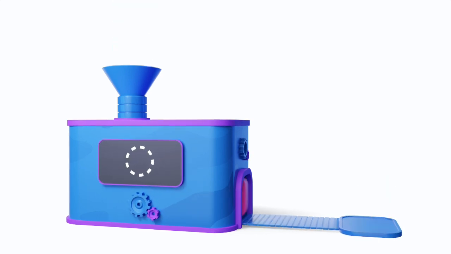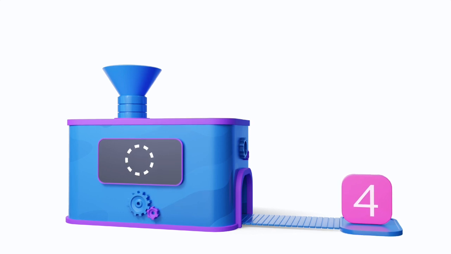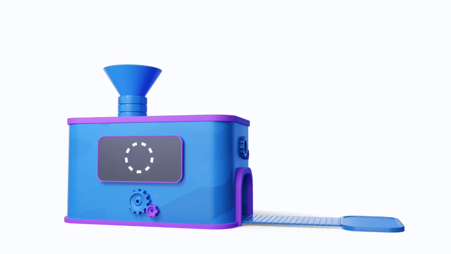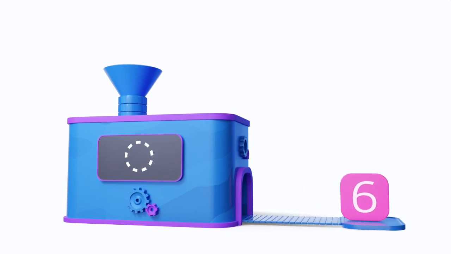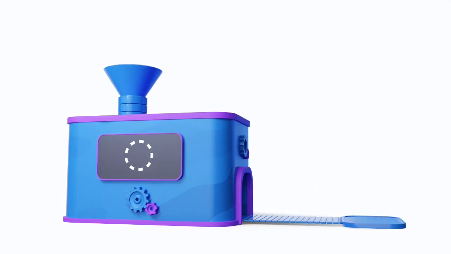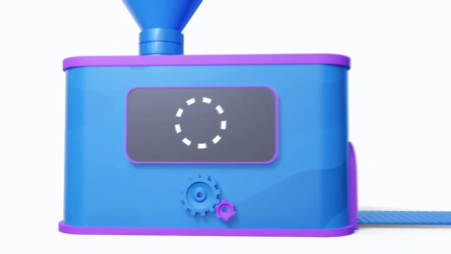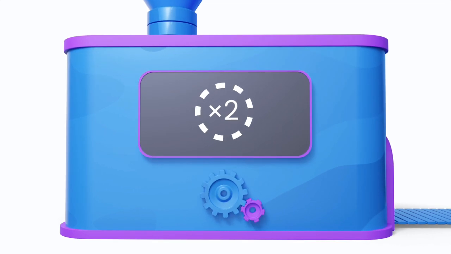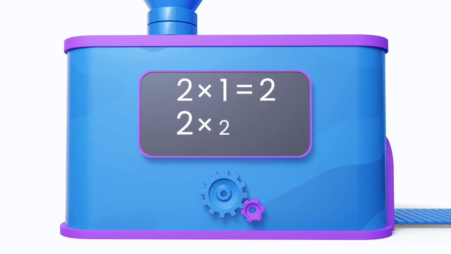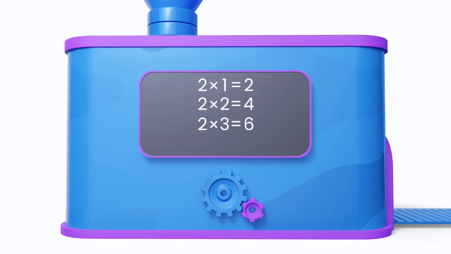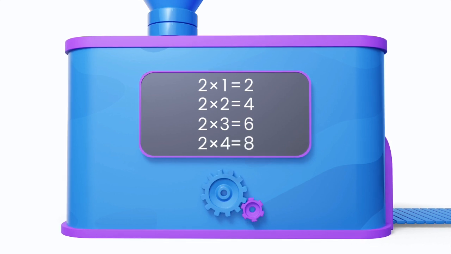Next, you input 2, and the machine outputs the number 4. Then you input the number 3, and the output is the number 6. What happens if you input 4? It gives you 8. It seems like the way this particular machine works is to double the numbers you input. 2 times 1 equals 2. 2 times 2 equals 4. 2 times 3 equals 6. And 2 times 4 is 8.